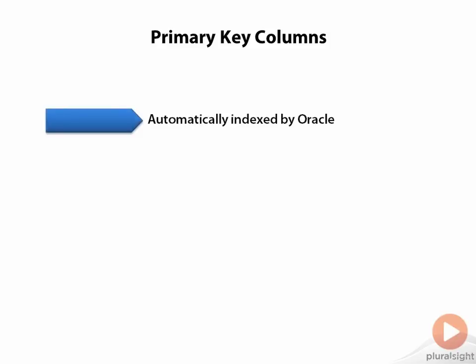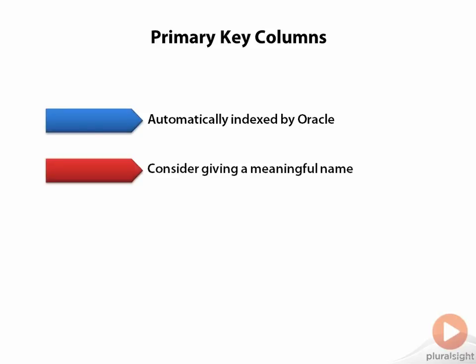The first columns to consider are your primary key columns. The good news is that you do not need to do anything with these columns, as Oracle will automatically create a unique index for each primary key. The only action that you might want to take is to supply a meaningful name with your primary key, either in the create table or the alter table statement, whichever way you create the primary key on a table.